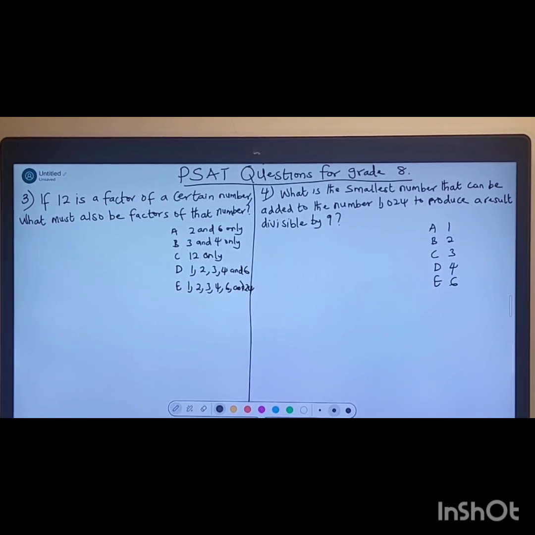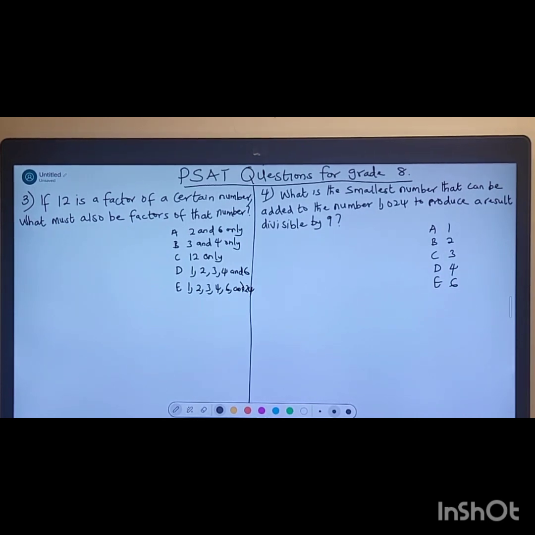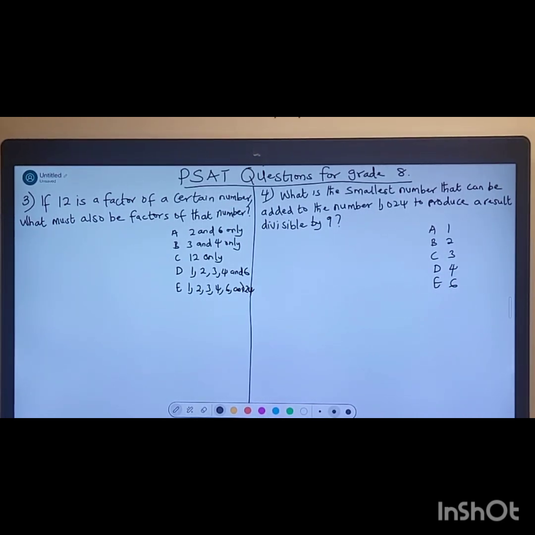Okay, now continuation of our question. Remember we said we're going to be solving 15 questions for the PSAT for grade 8. Now this question says, if 12 is a factor of a certain number, what must also be factors of that number? Now this is very straightforward. All you have to do to get this answer.